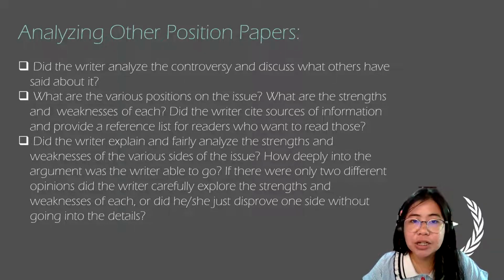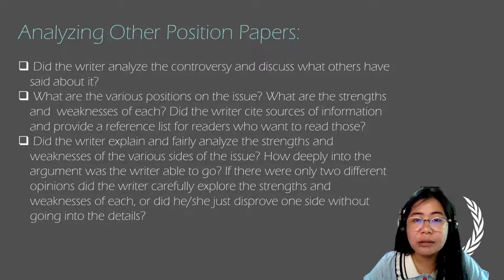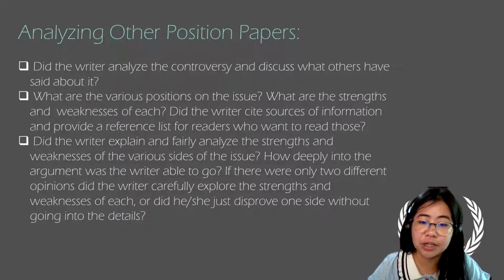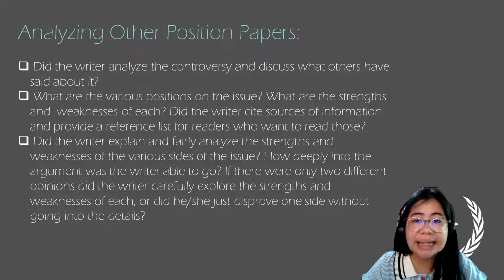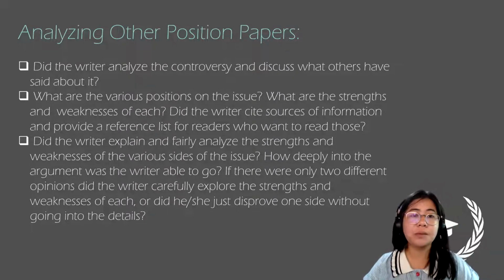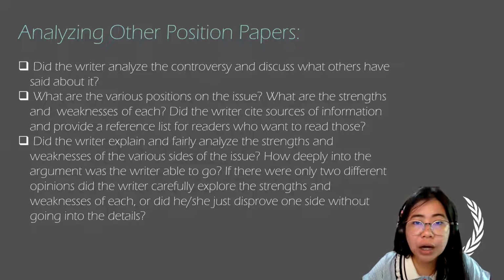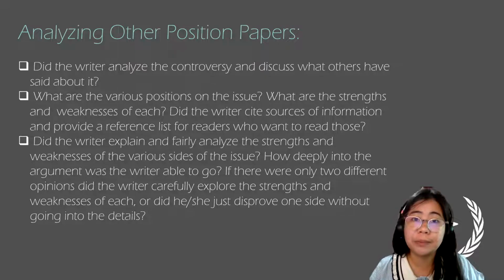Okay, analyzing other position papers. Now, what are we going to look for when we are analyzing position papers of others? And what will our target readers also look for in our paper when we are to write our position paper? Number one, did the writer analyze the controversy and discuss what others have said about it? Okay, so when we read position papers, we have to look for whether the writer was able to discuss the opinions of other people, what others have to say about a particular issue.